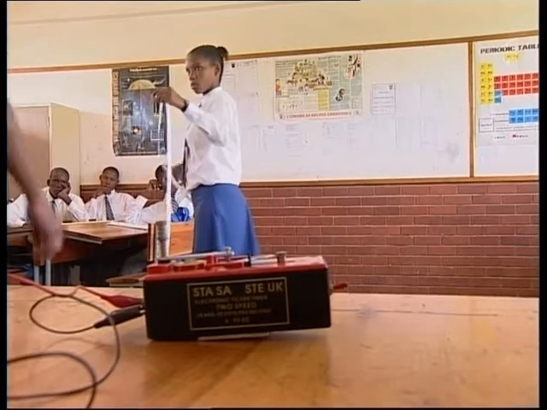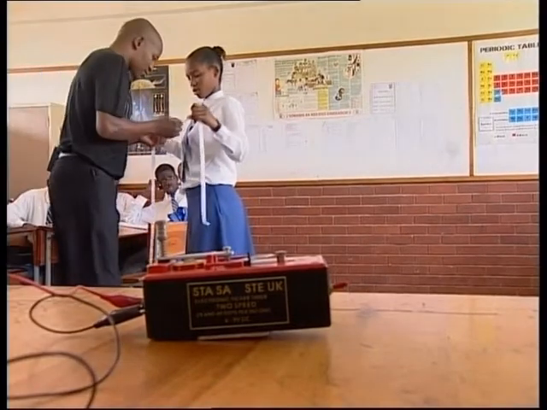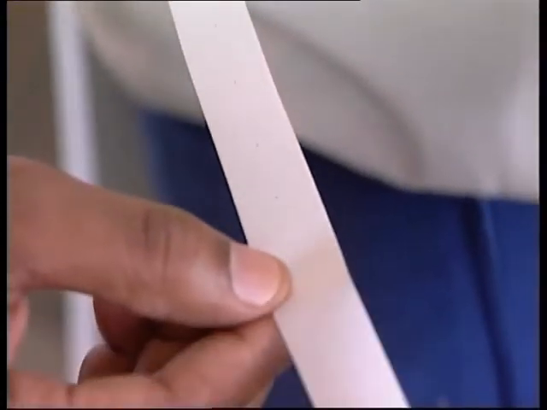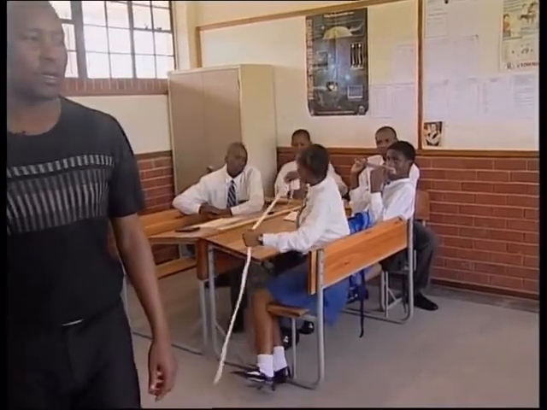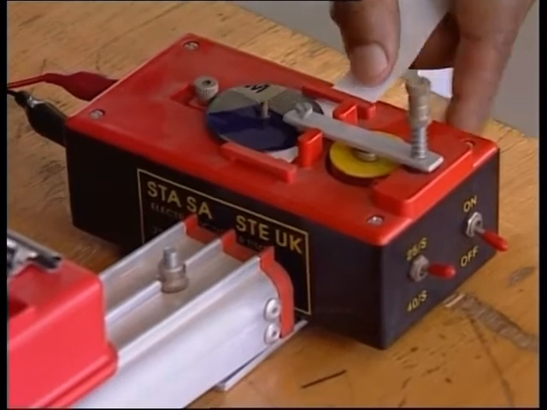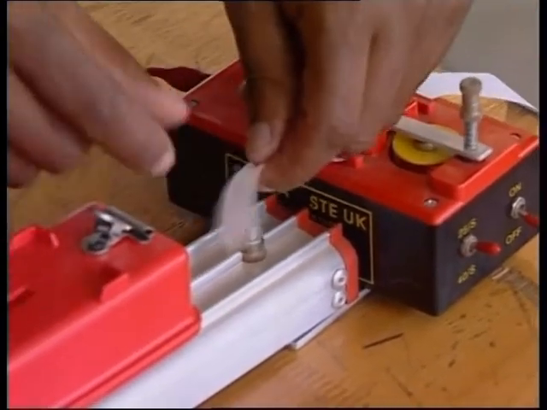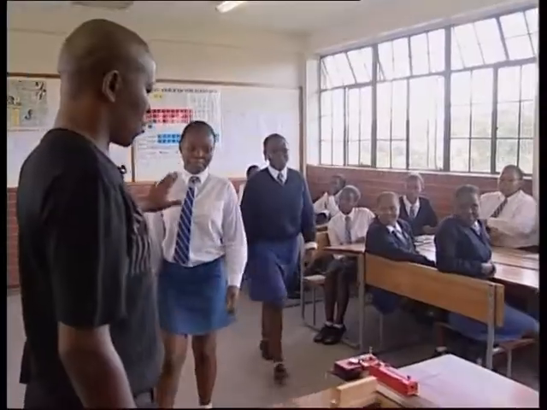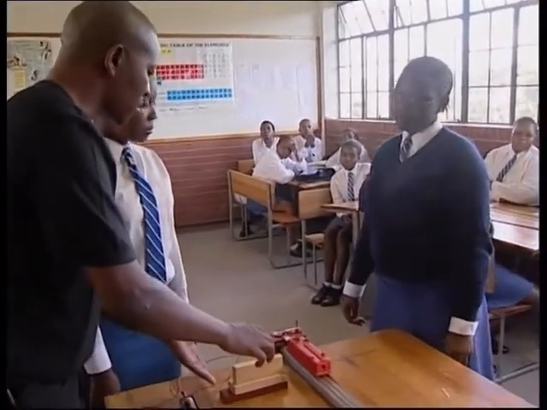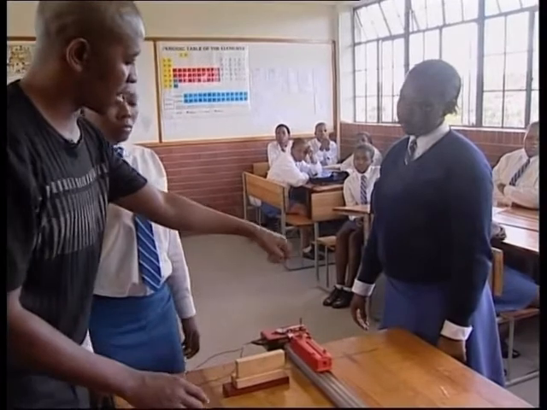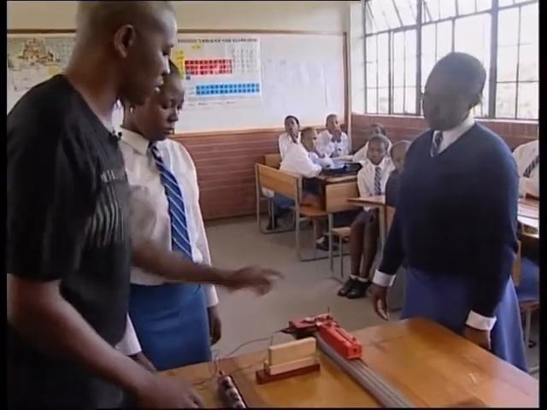Different groups are allowed to try out the ticker timer. They discover that with constant motion, the dots on the tape appear at regular intervals. Okay, I'm going to demonstrate to you how we put this thing in here. So one of you will hold the trolley and put the wooden blocks underneath, and the other one will switch the timer on. So let's do it.